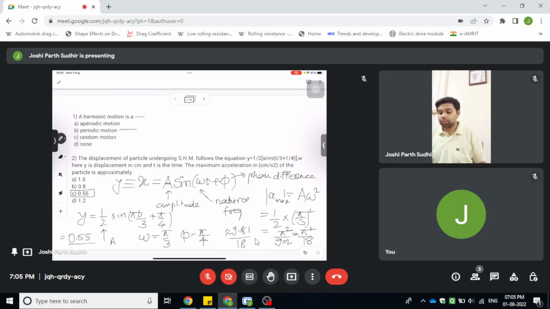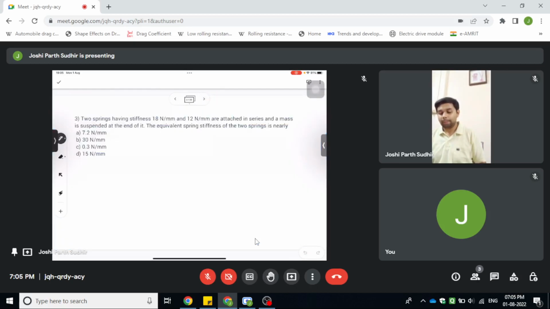Now let us move on to the next question. In the next question, it has been asked that two springs have a stiffness of 18 Newton per mm and 12 Newton per mm, and they are attached in series, and there is a mass suspended at the end of it. The equivalent spring stiffness of the two springs has been asked. Since no figure has been given, we need to first construct the configuration of the system.